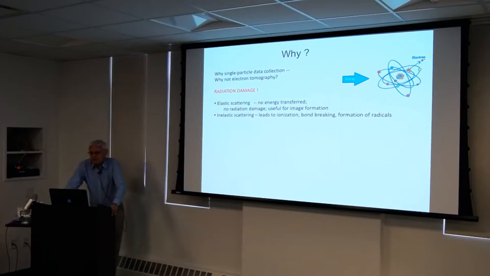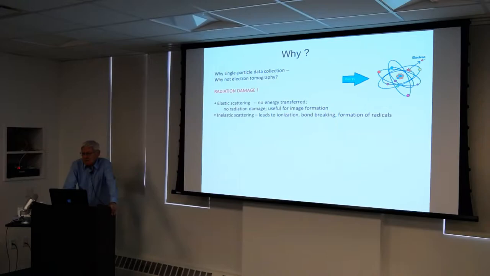Now, there's a difference between different kinds of scattering events. One is elastic scattering. In that case, no energy is transferred. It's almost like a billiard ball, which when it's hit, contracts a little bit, and then it bounces back. There is no energy transferred. So the energy is temporarily stored and then immediately released. Inelastic scattering, all the events that lead to ionization, bond breaking, formation of radicals.